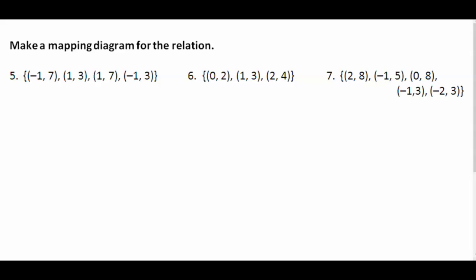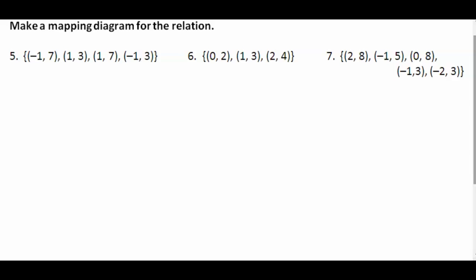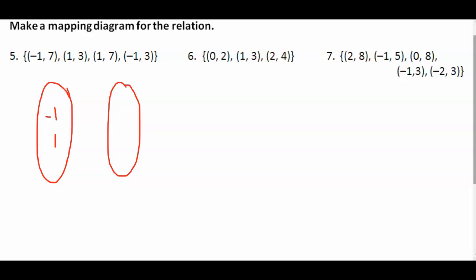And then the last thing we're going to do is look at a mapping. A mapping is a way of creating a relationship with domain and range, but in bubble form. So you write your domain on the left and your range on the right. So my domain in this case is -1 and 1. My range is 3 and 7. And then for the mapping, you draw your arrows from the domain to the range.